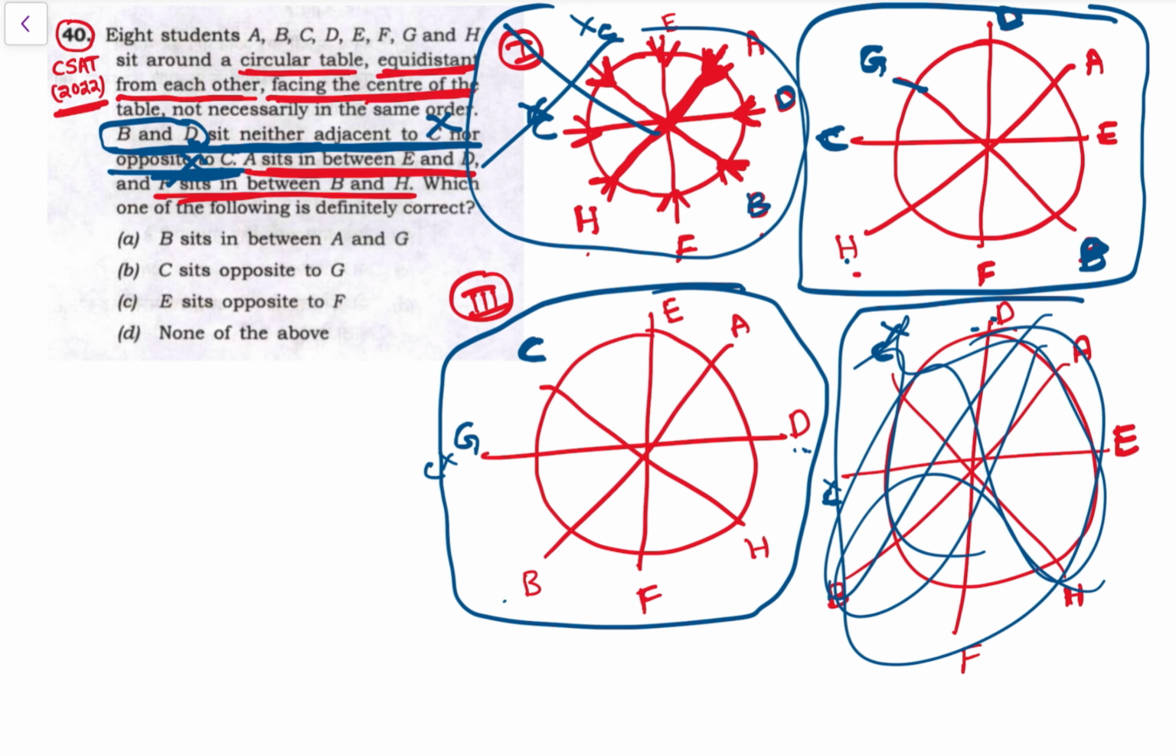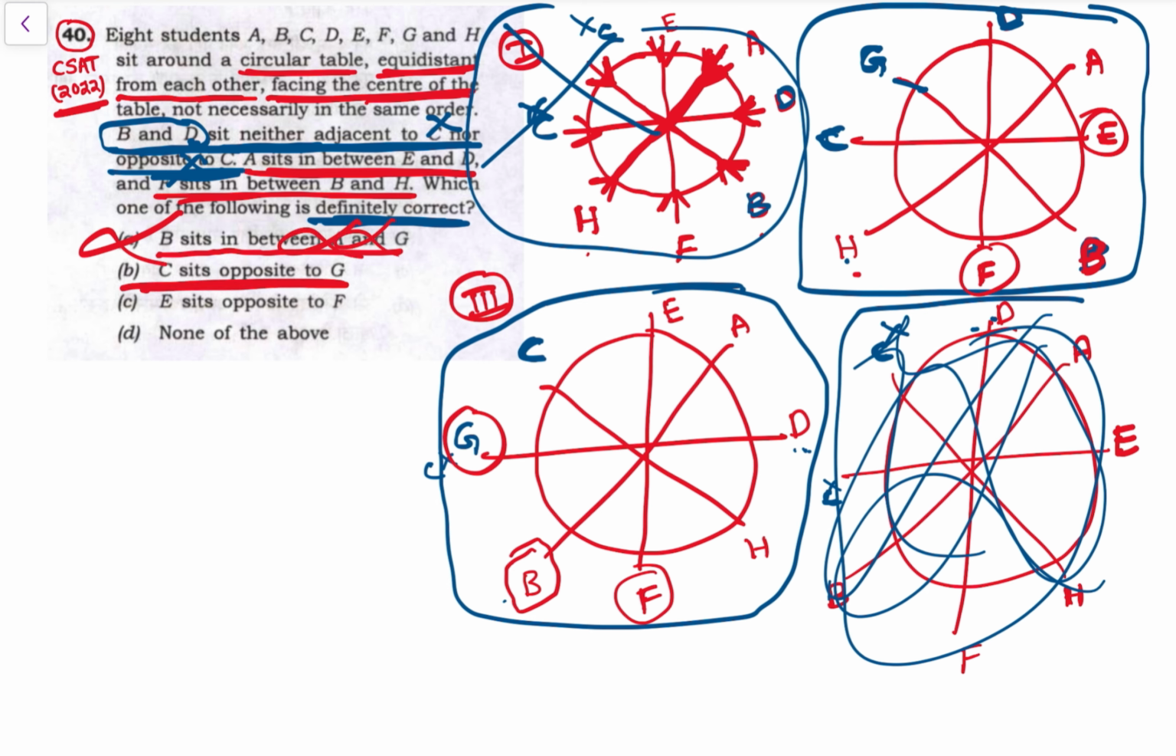Now, in these two possible cases, which of the following can be definitely correct? First: B sits in between A and G. See, B here is sitting between E and F, so this is incorrect. Here also B is sitting between F and G, not A and G, so from this also it is incorrect. Next: C sits opposite to G. C is sitting opposite to E, not G, so this is incorrect. Here also C is sitting opposite to H, not to G, so the second is also incorrect.